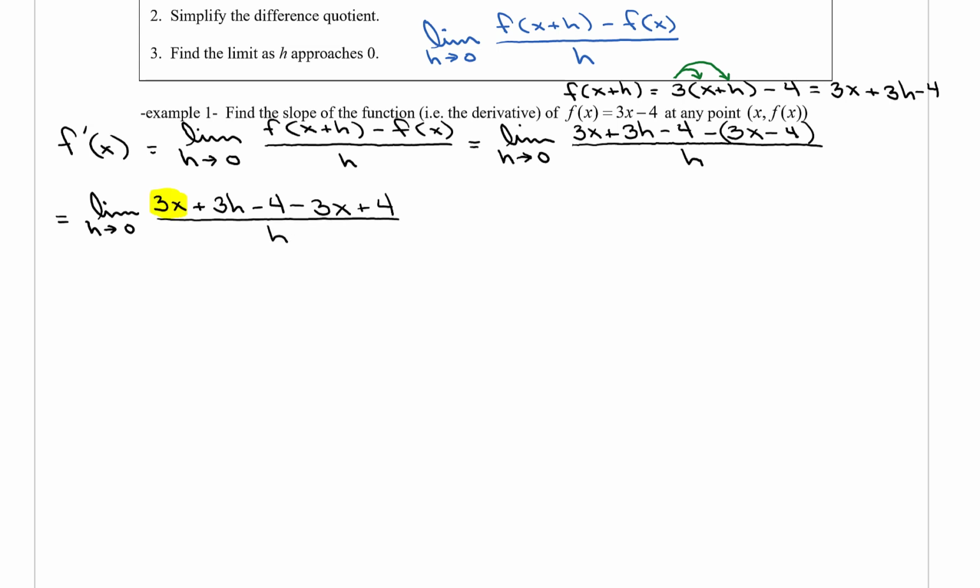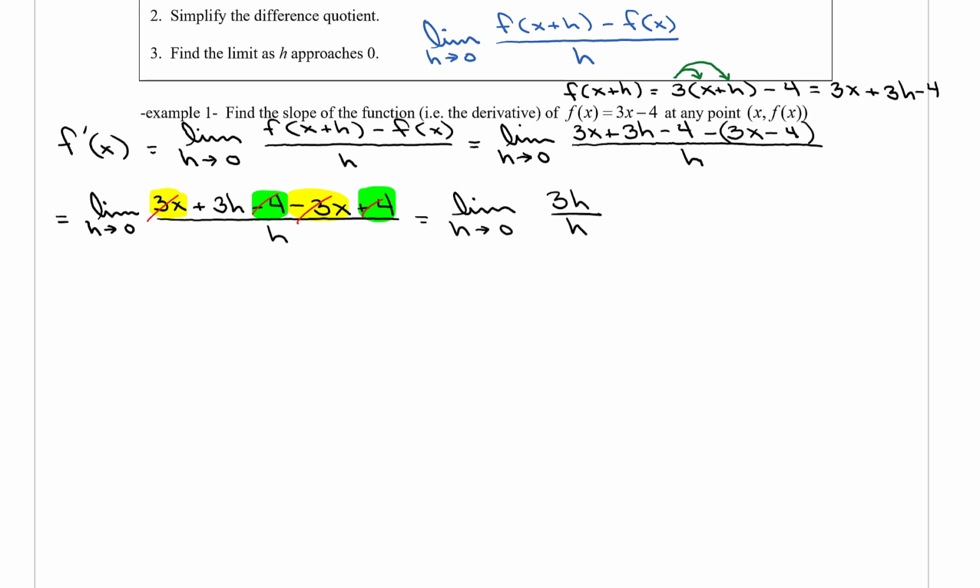I can combine like terms, so the 3x minus the 3x, those are going to cancel out. So I've highlighted those and I've marked those off with a red line. And the negative 4 and the positive 4, I've highlighted those in green, and I've marked those off with a red line to show that those cancel out. We will be left with the limit as h approaches 0 of 3h over h.